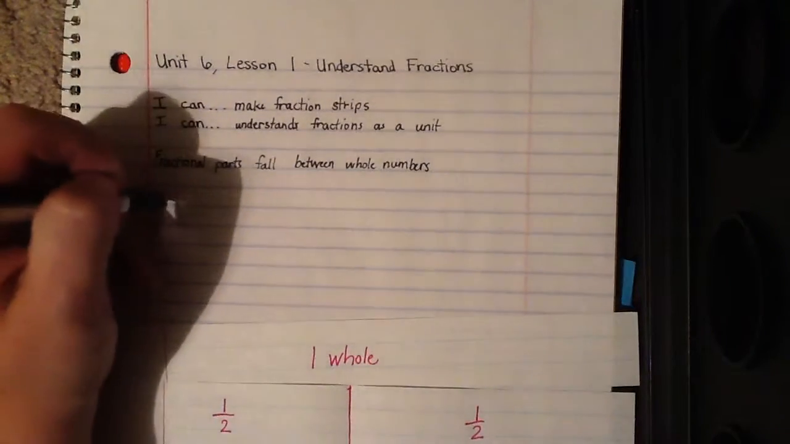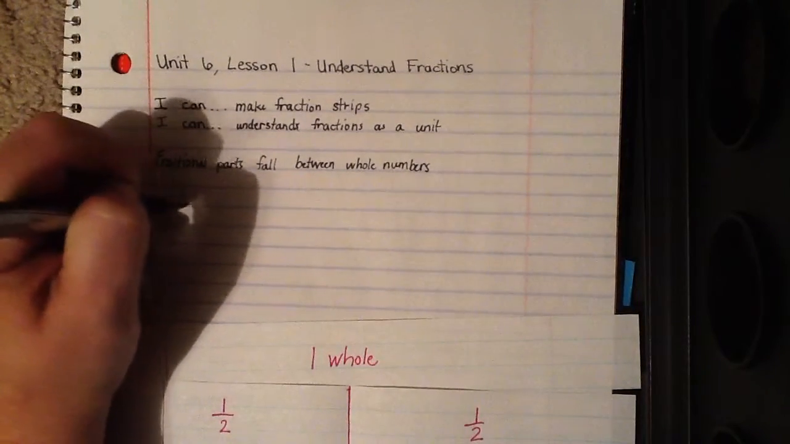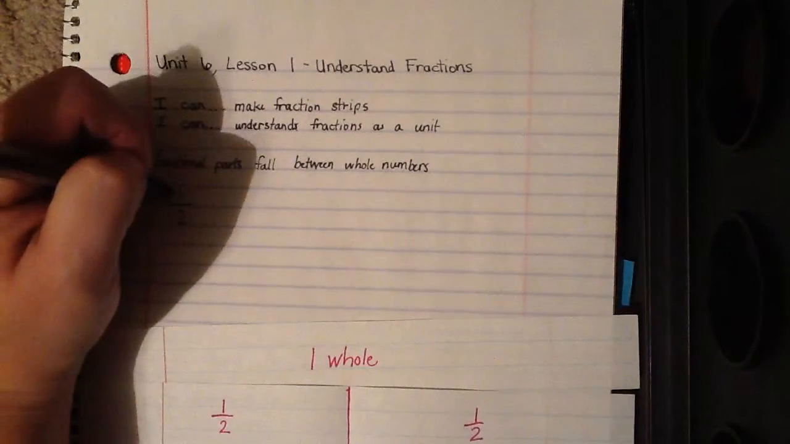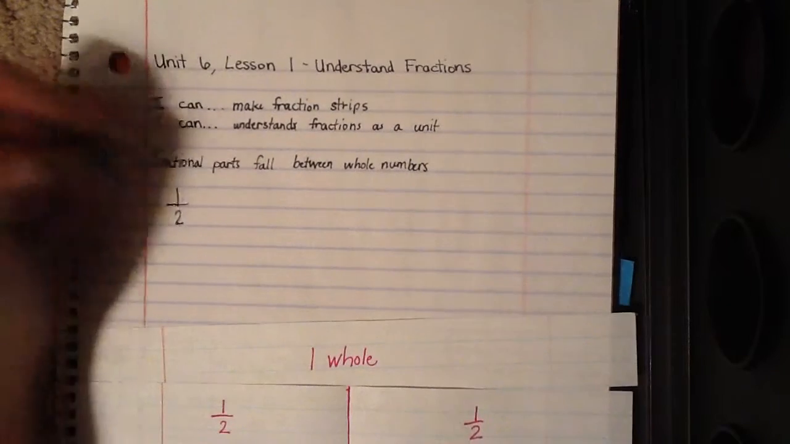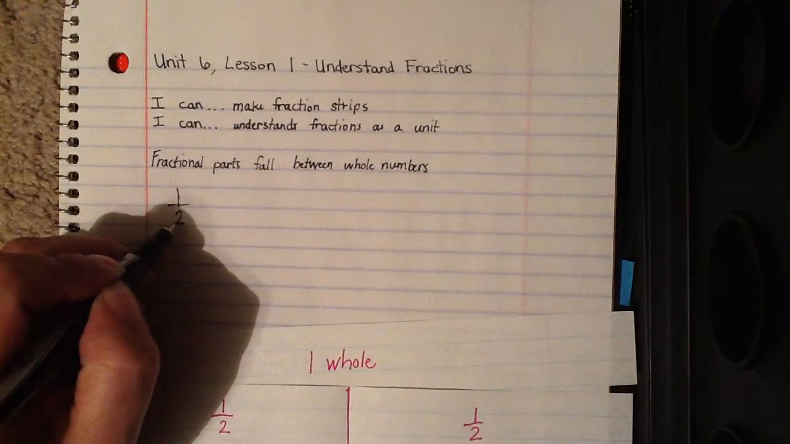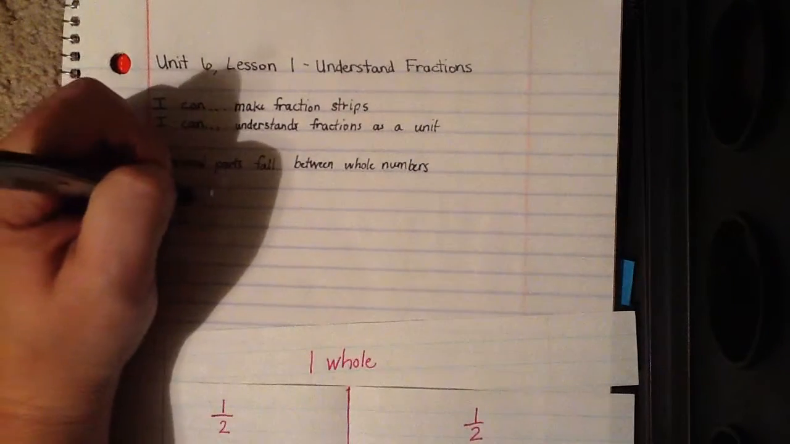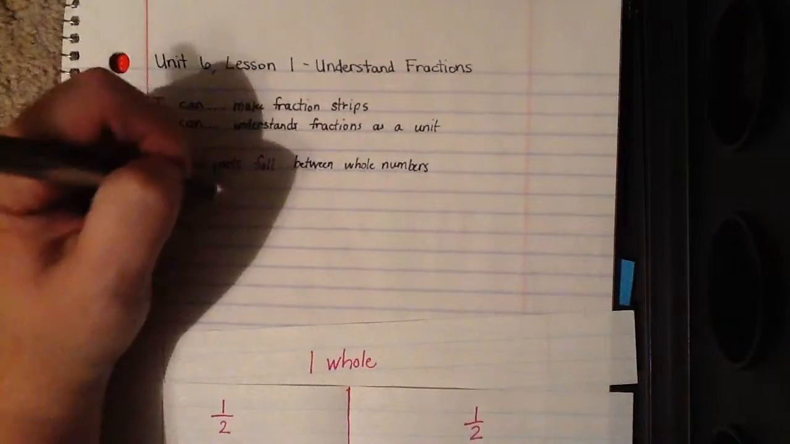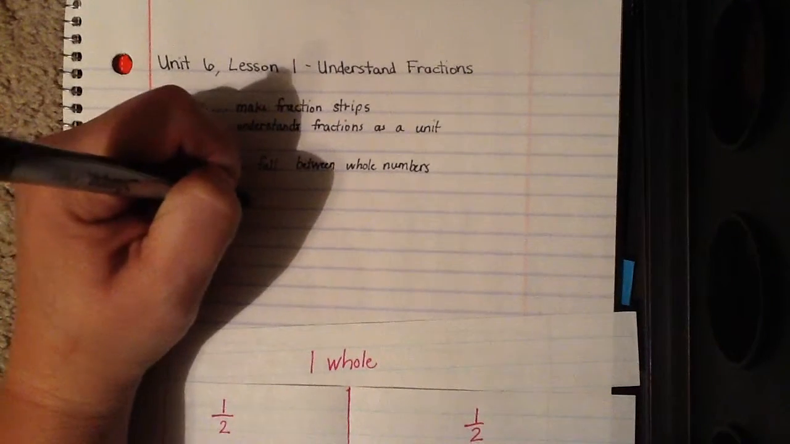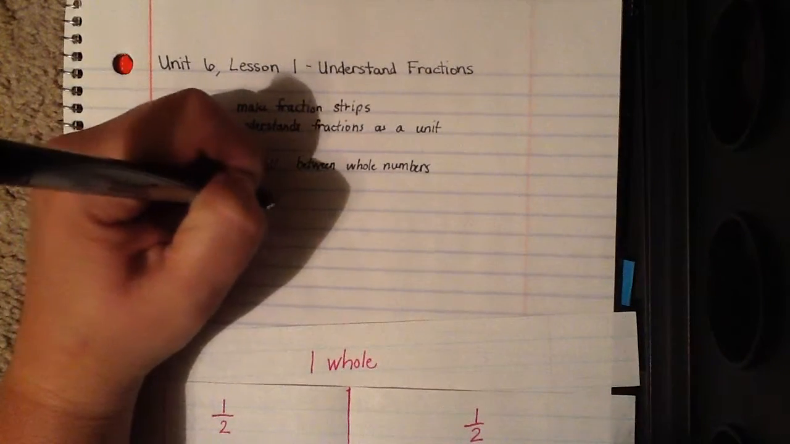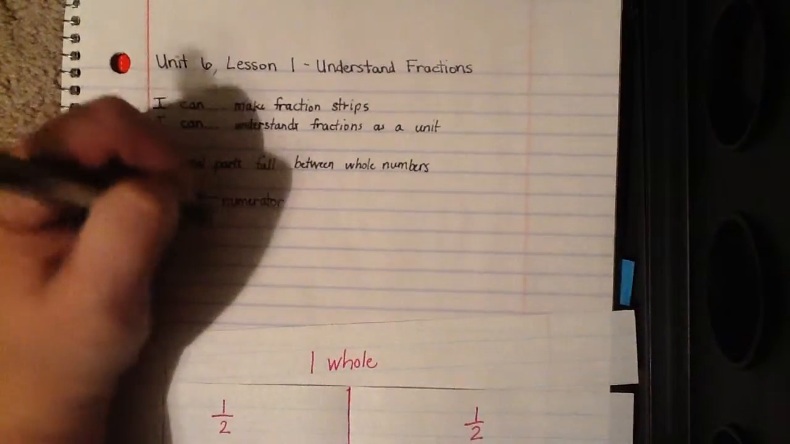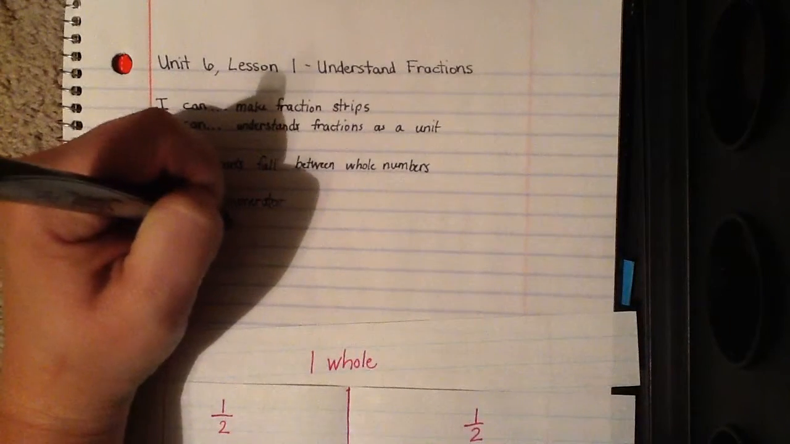Let's write the fraction 1/2. And when I'm writing fractions, I write one number on one line, the line, and the denominator on the bottom line. So this part of a fraction is called the numerator. This part of the fraction is called the denominator.